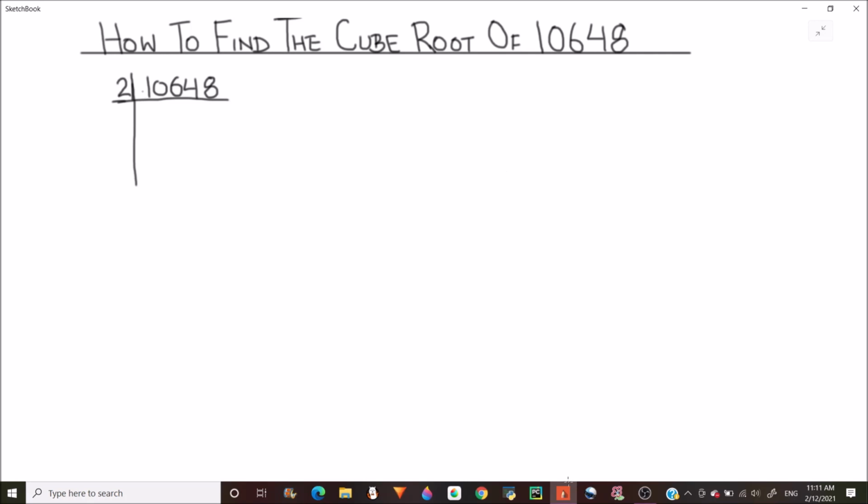For that we are going to write the number like this and we'll find all the prime factors of that number by long division. So here, as the number is even, we are going to use 2 as the prime factor. Whenever the number is even, we are going to use 2 as the prime factor. Let's divide the number by 2.